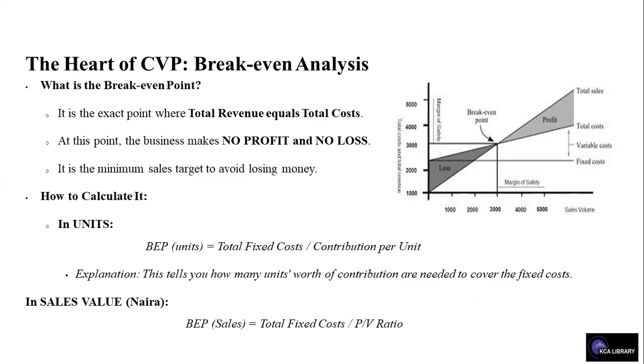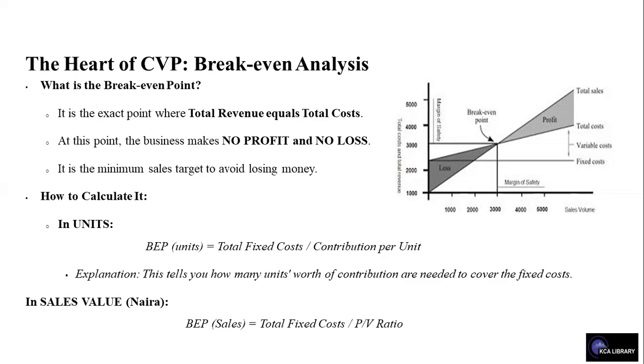When we talk about the break-even analysis or the break-even point, it's actually the exact point where total revenue equals total cost, and as you can see in the diagram showing, it is the point whereby the total revenue and the total cost equal each other. And at this point, the business makes no profit or no loss, and it is the minimum sales target to avoid losing money. And how to calculate this?